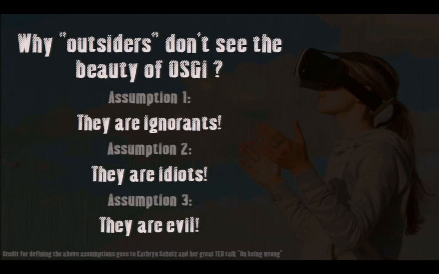So here goes assumption number three: they're just evil. They understand, but they have their own means, or their competitors, or they do something that is going to hurt them, and so they're going to do anything to destroy it. And yeah, those were not defined by me, by the way. It's a great talk by Kathryn Schulz. If you watch TED, you can watch it. It's called On Being Wrong.